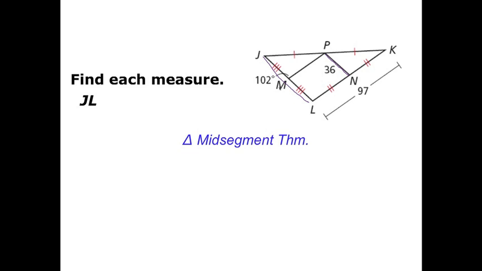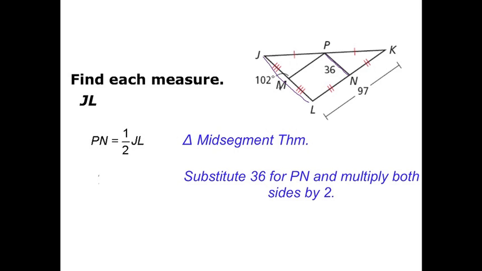So that's what we use the midsegment theorem for, to set that up, that PN is half of JL. And then we plug in what PN is, and we'd have 36 equals 1/2 JL, so we'd multiply both sides by 2. And 2 times 36 is going to give us 72 for the measure of JL. So you can think of it as PN is half of JL. The midsegment here is half of the base, or the base is twice the midsegment.